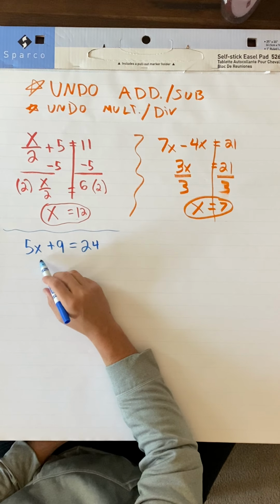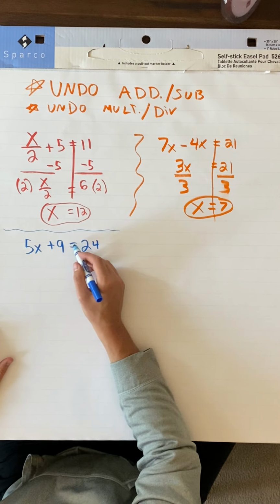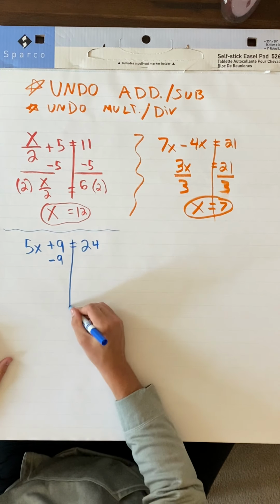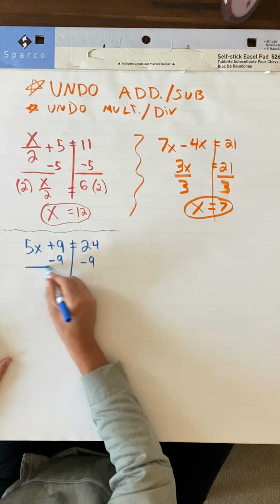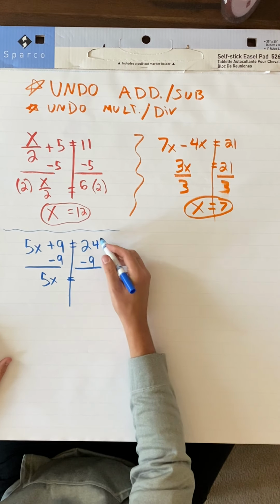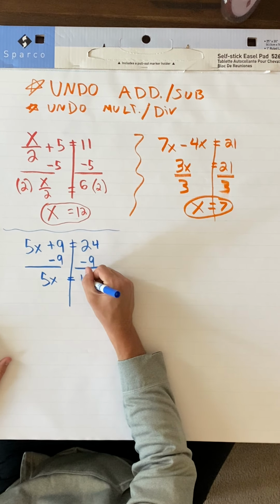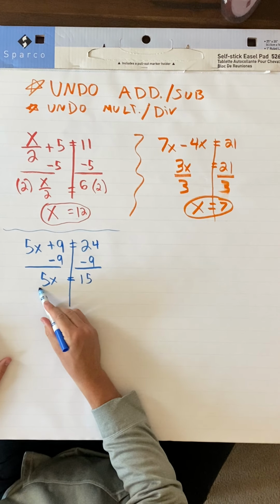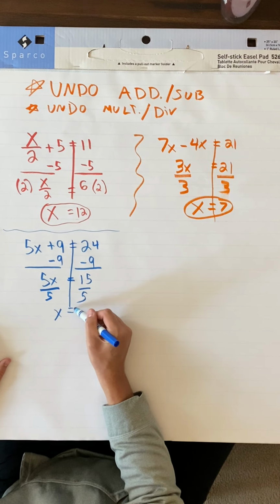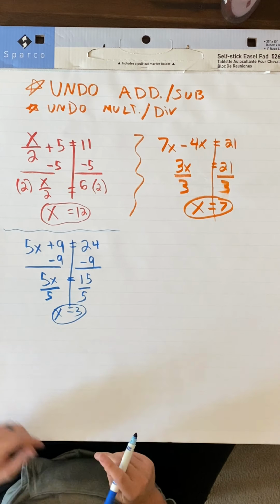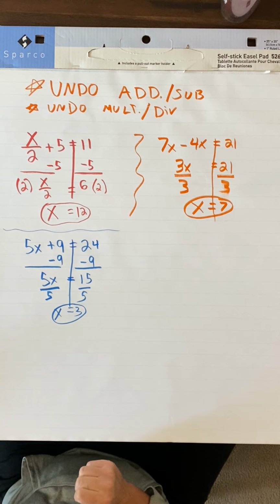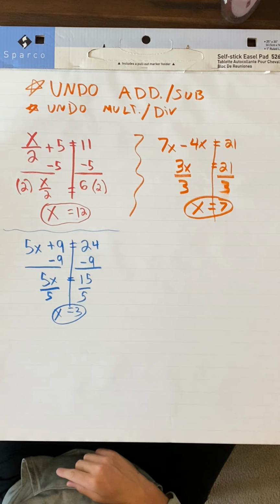First thing we have to do, we want to get our variable by itself. So we're going to get rid of this 9. So we're going to subtract 9 from both sides. This cancels out, so we have 5x equals 24 minus 9 is 15. Divide by 5. x equals 3. This is solving equations, guys.